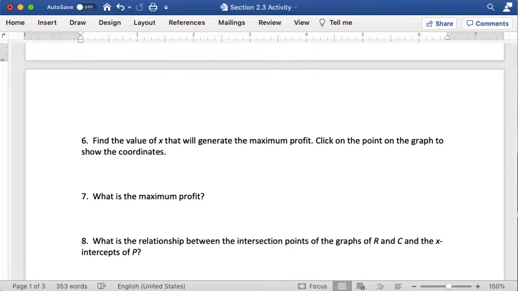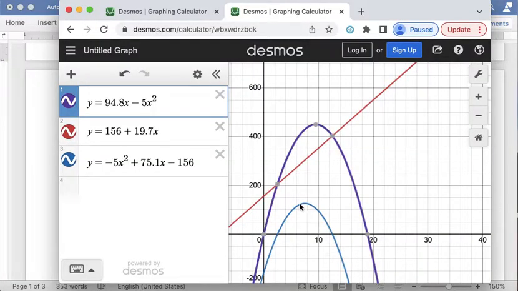Click on the point on the graph to show the coordinates. So now I'm looking at my profit function. I can see that the peak of this parabola is not going to be in the same point as the peak of the revenue parabola. It's going to happen a little bit to the left.